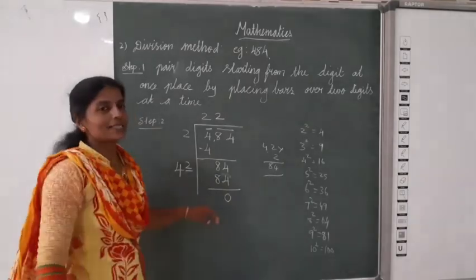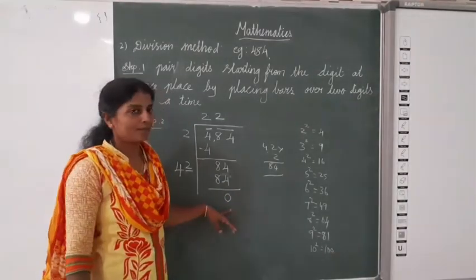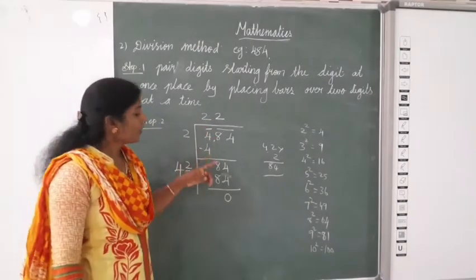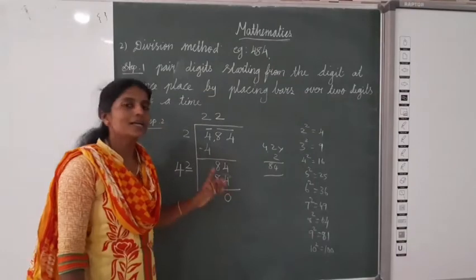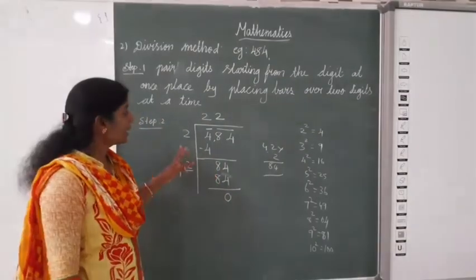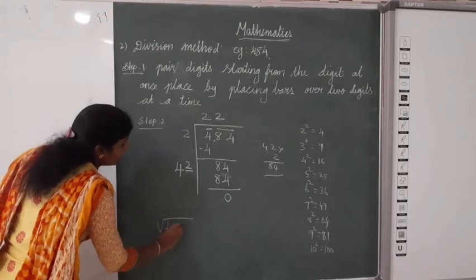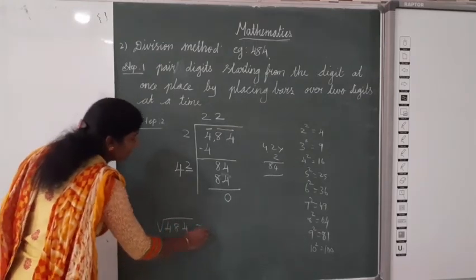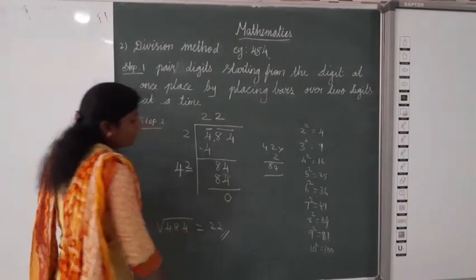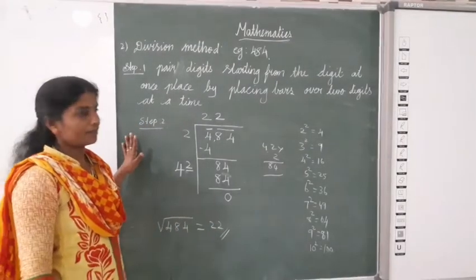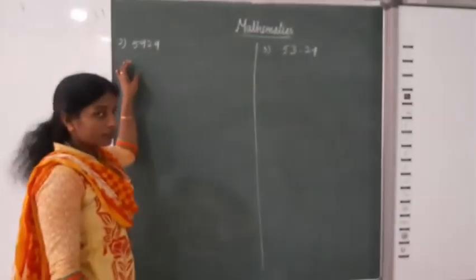So the remainder is 0. When we get remainder 0, we can stop. That is the square number. If we get a perfect square number, we will get remainder 0. Clear? So now we can write square root of 484 is equal to, what's the answer? 22. 22 is the answer. Are you clear? Now again 2 problems, we can use the division method.